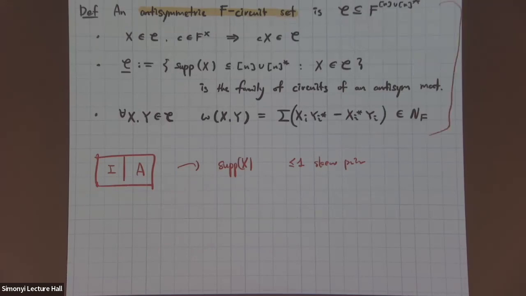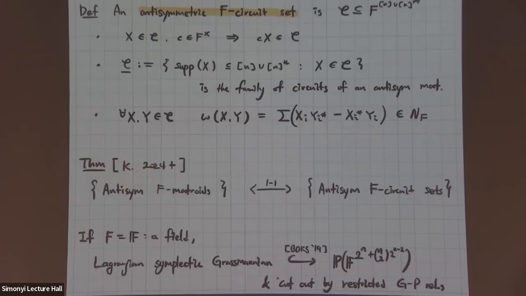And this was the definition of our antisymmetric circuit set. Maybe this looks more similar to the tropical linear space if you consider its definition over the tropical hyperfield. And what I show is there is a one-to-one bijection between the antisymmetric F matroid and the antisymmetric F circuit set. This is a direct analog of the F matroid in terms of the Grassmann-Plücker relations being equivalent to the F circuit set of the matroid.